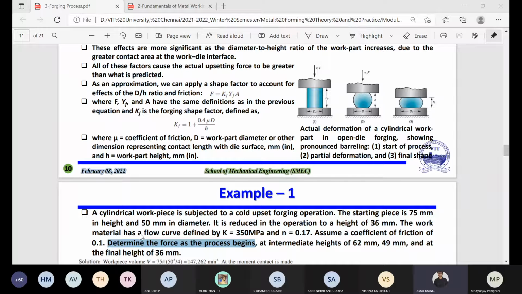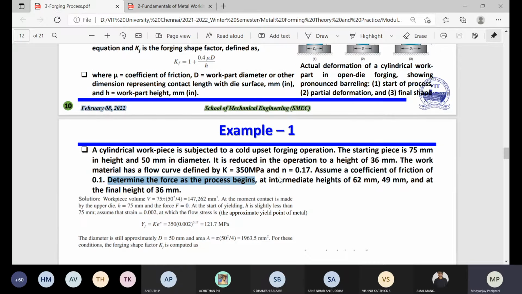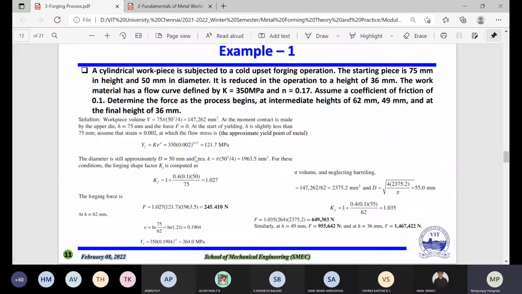Sir, what's the new diameter? 55 mm. Okay, maybe I will show this because you have done a lot. Just you can see. The first part, I think it is clear, because you have YF equals K times epsilon to the power n. K is given as 350, times 0.002, because we assumed a strain of 0.002, since epsilon is not given. This is the approximate yield point of the metal, so we got YF equal to 121 megapascal.